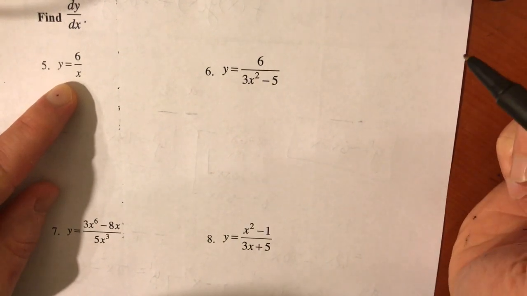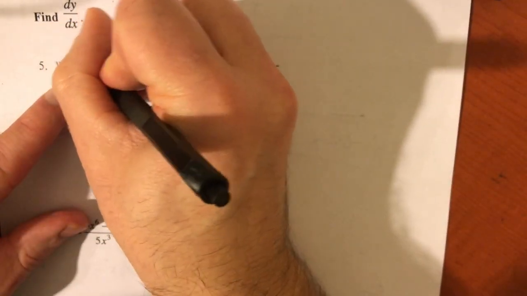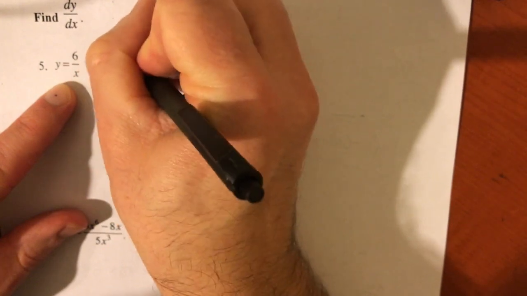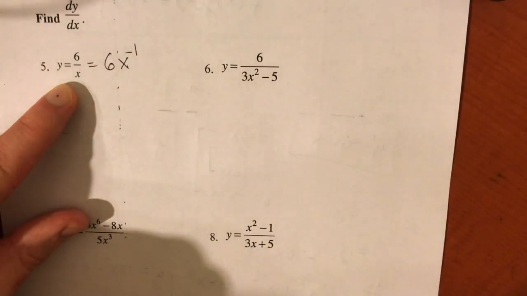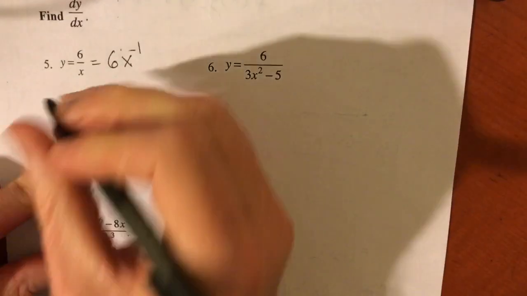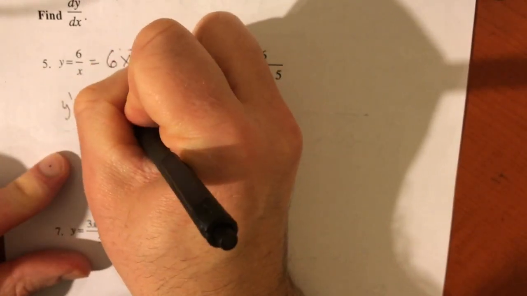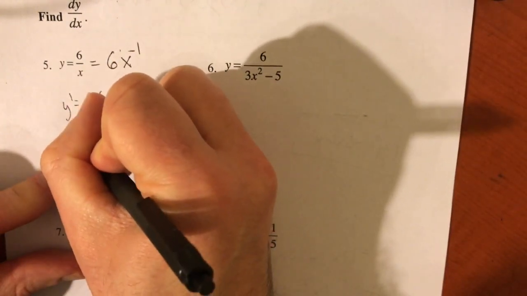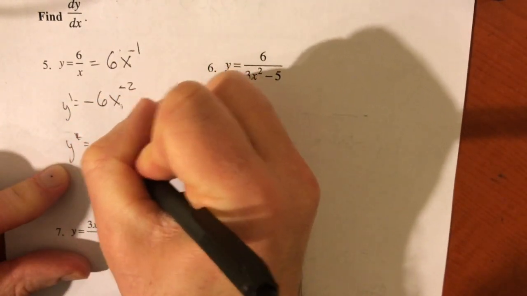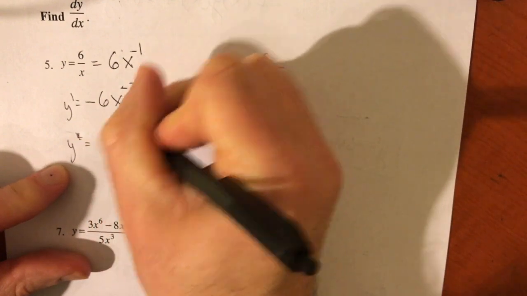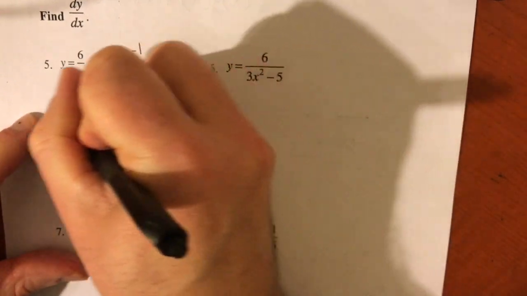y equals 6 over x. Hopefully you're saying, yeah, I could just bring that x up and use the power rule on this. So that's 6x to the negative 1. y prime is negative 6, x to the negative 2. And of course, we're going to rewrite that as negative 6 over x squared. Move that back to the bottom, make the exponent positive.